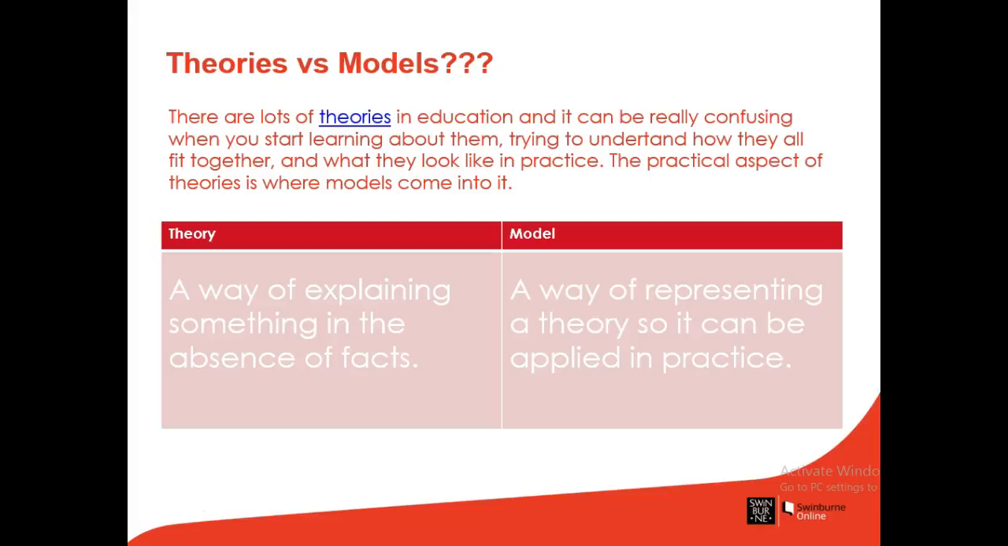So essentially, theories are ways of explaining things that we don't understand in the absence of facts. In education, we don't actually know how children learn. We don't actually know how students acquire language, nor do we know as fact how children become literate. So in the absence of such facts, experts have developed theories that attempt to explain these things. So this week we're looking at theories of literacy development. So these are different theories that exist to explain how children become literate.